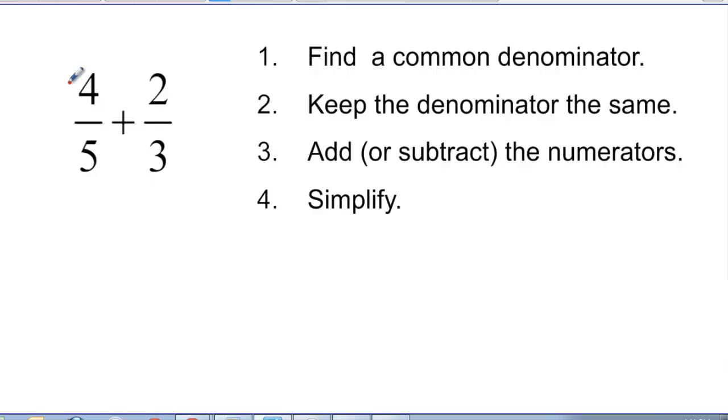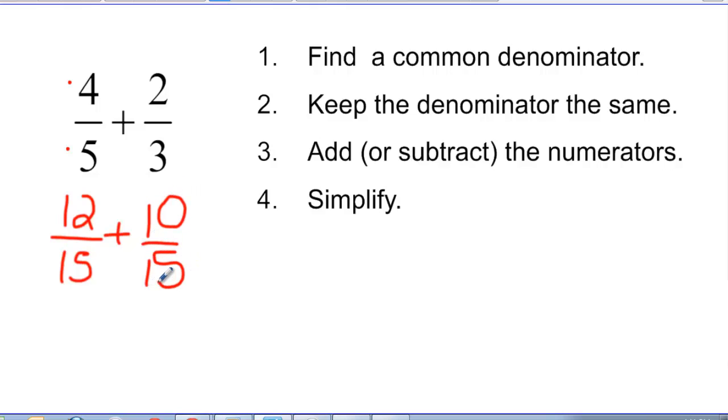So I'm looking here at 15. I would multiply the 4 and the 5 by 3, which would give me 12/15. And then I would be adding that to 2/3. If I multiply both of those by 5, I would get, let's see, 2 times 5 is 10. And 3 times 5 is 15, so I'd have 10/15. And then I'm going to go to step 2.